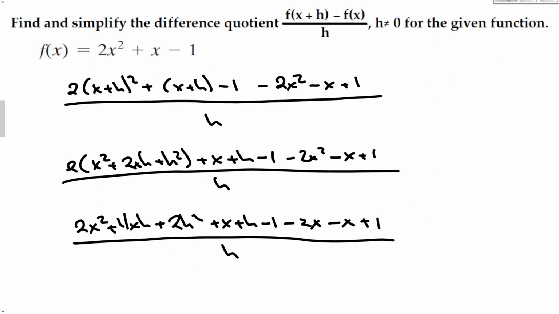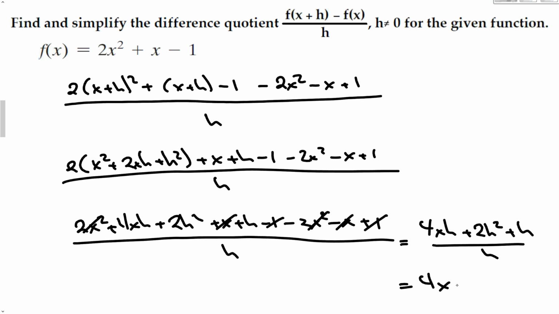And if I did this right, 2x squared minus 2x squared, x minus x, minus 1 plus 1, and then I'm left with 4xh plus 2h squared plus h, over h. Factor out the h and cancel to give me 4x plus 2h plus 1, which is my difference quotient.